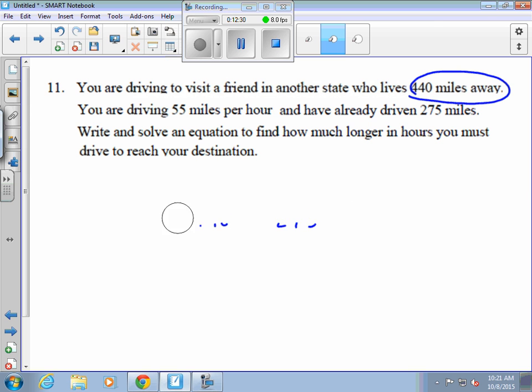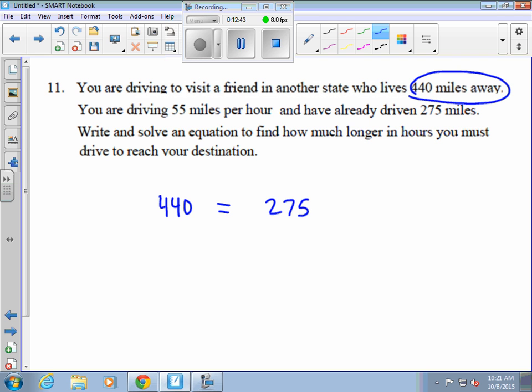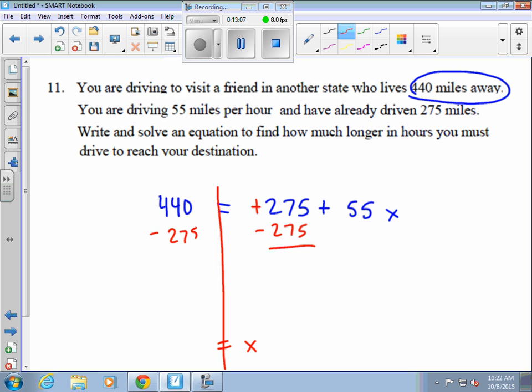Better yet, let's write it this way instead. It'll make a little bit better sense this way. 440 miles equals 275 plus 55x. So when we take 275 away, if we want to get x isolated all by itself, undo positive 275 by subtracting it. You subtract it from the right, subtract 275 from the left.